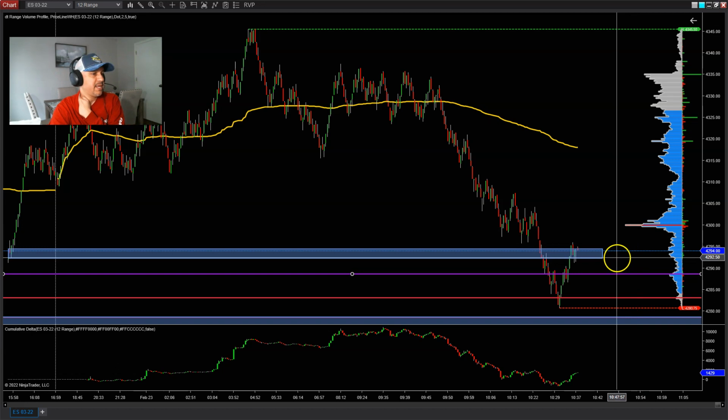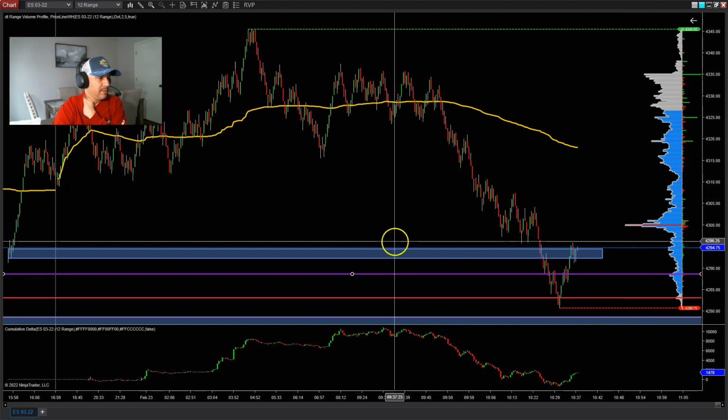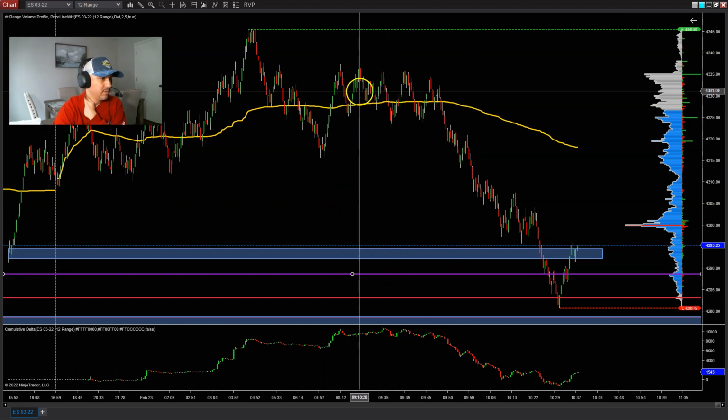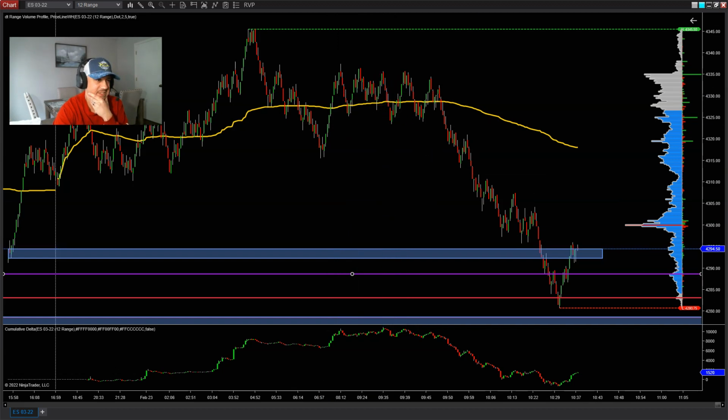But it can reject where it's at now and just keep pushing higher. So it's rotating where it's at, building some volume. The market opened up somewhere in this area right here. Yeah, it looks like it's trying to push higher.